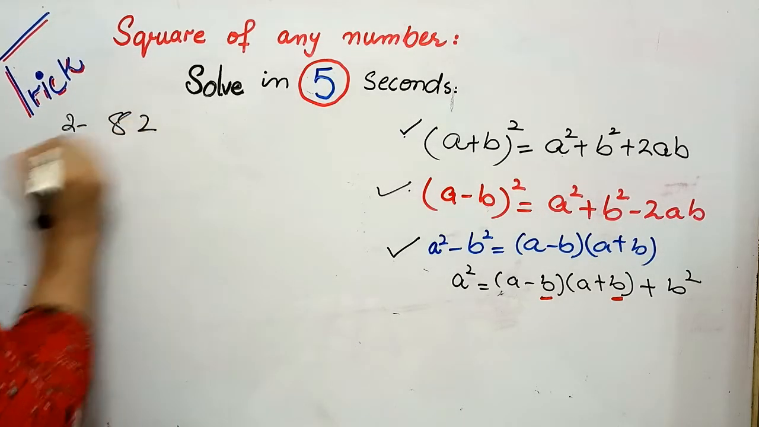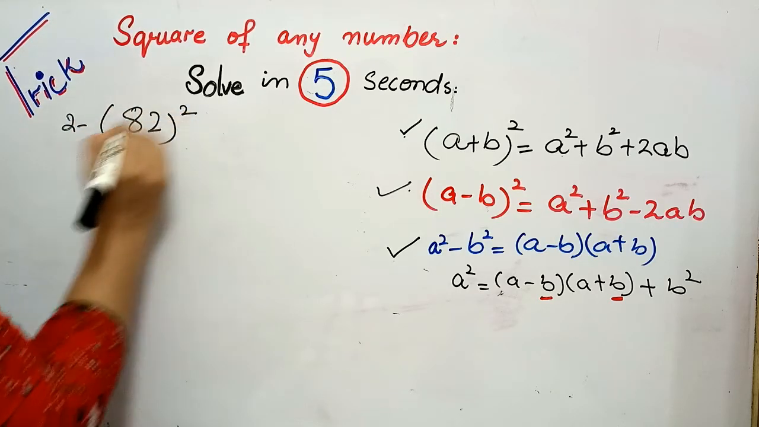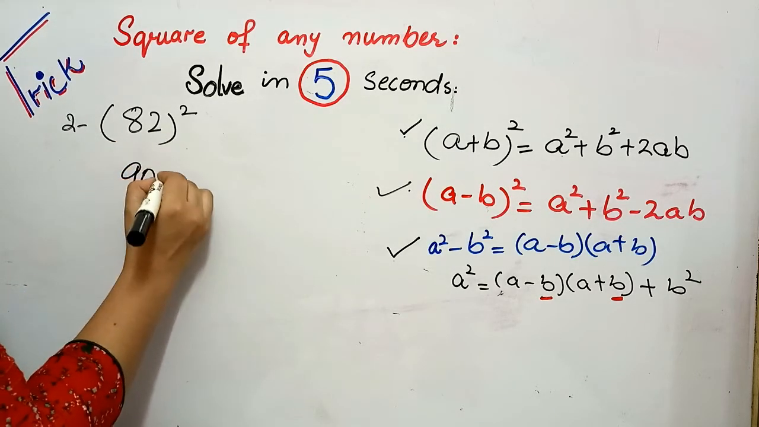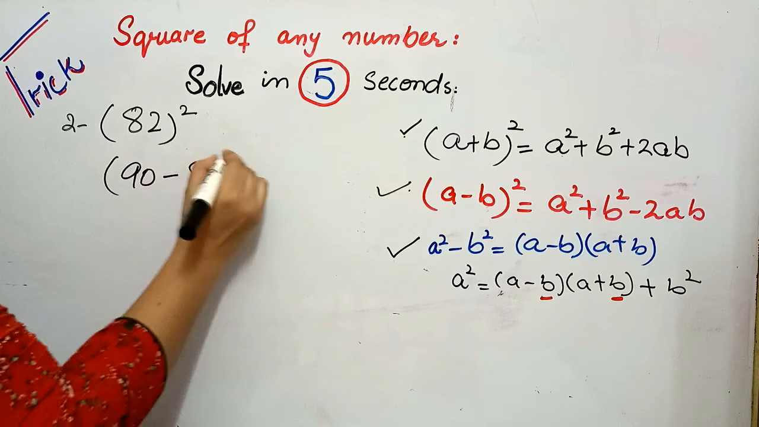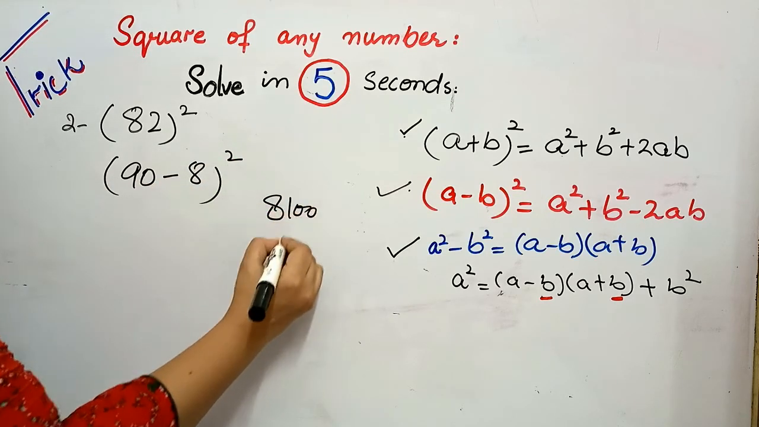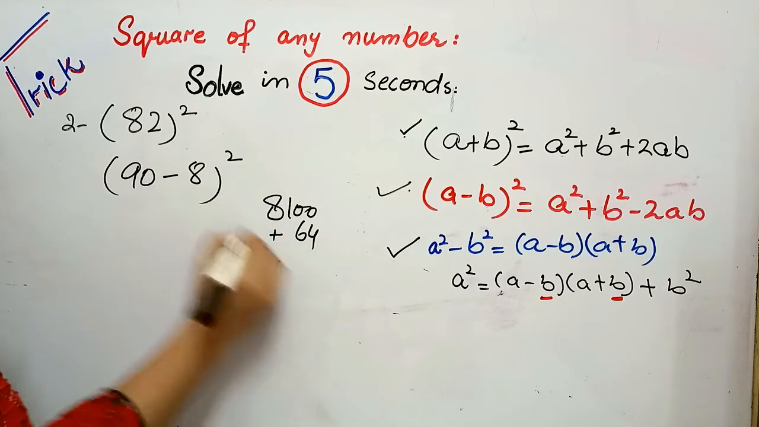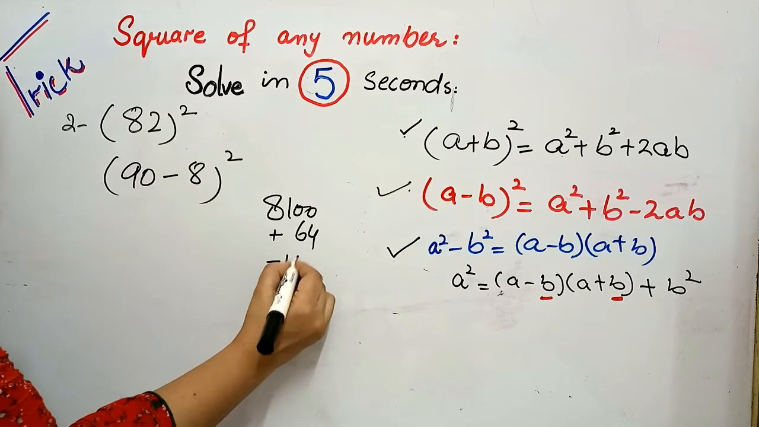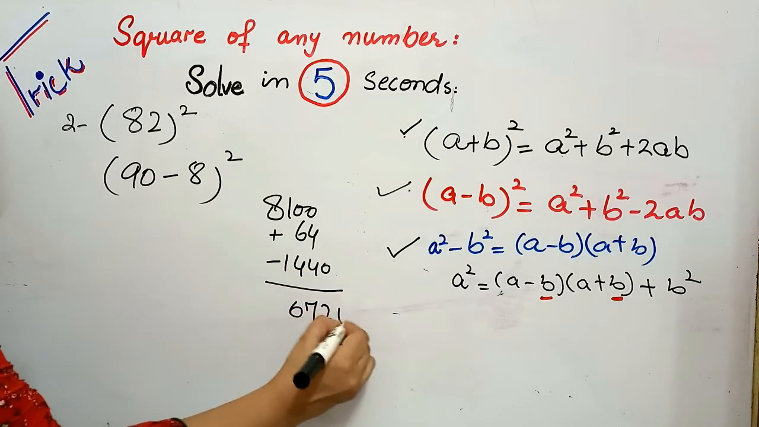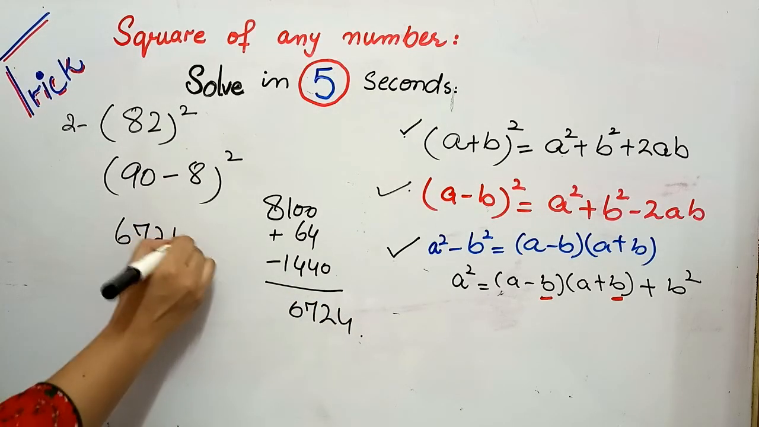Let's solve another number, that is 82 square. So if we go with 90 minus 8 whole square, it will be 90 square, that is 8100, plus 64 and minus 1440. So it will be 6724. Yes, it is 6724.